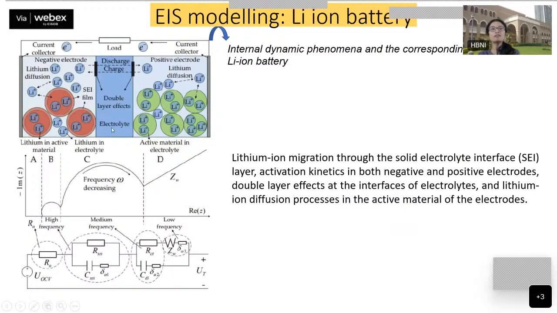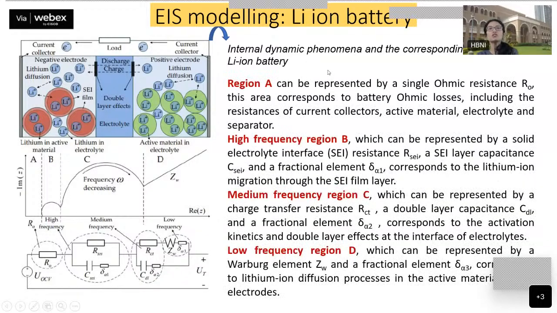In a lithium-ion battery, these are the different processes, and for a lithium-ion battery, your EIS spectrum is generally going to look like this. So what are these different regions? I have marked them as A, B, C, and D. Region A is basically the single ohmic resistance, and it corresponds to the battery ohmic losses, the resistances of the current collector, active material, electrolyte, and separator. So this point gives you that particular resistance.